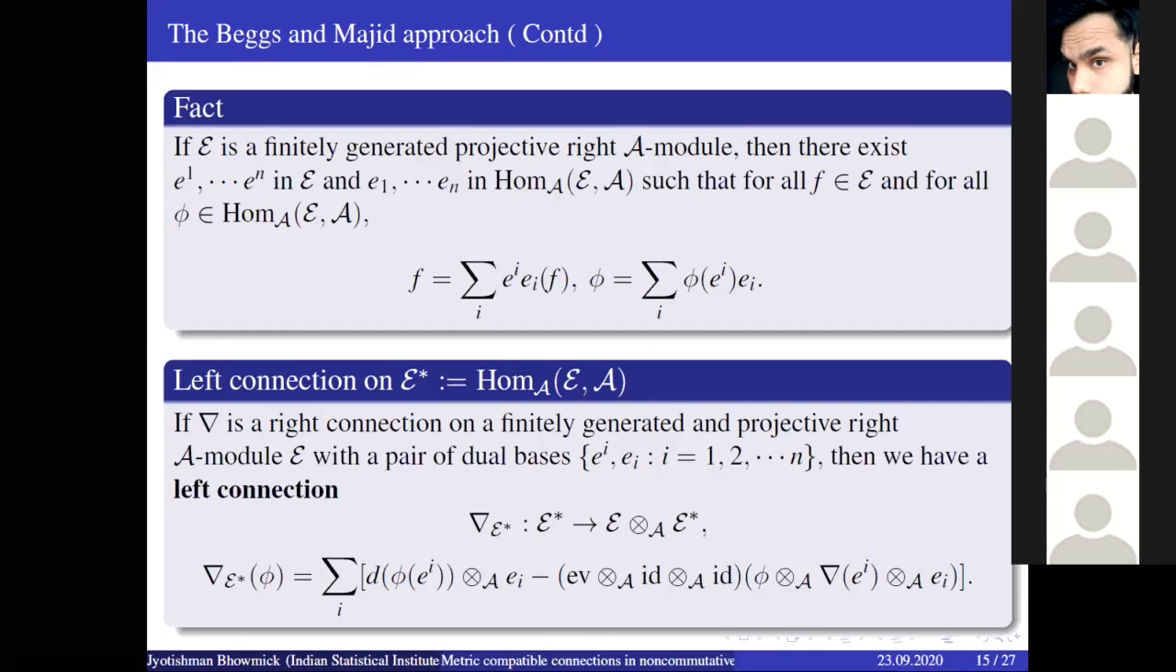So in other words, if you have a bimodule F, then this recipe gives you a connection on F star from a connection nabla on F. Here E is just the evaluation map, from E star tensor E, and it takes value in the algebra. So this is the second step.